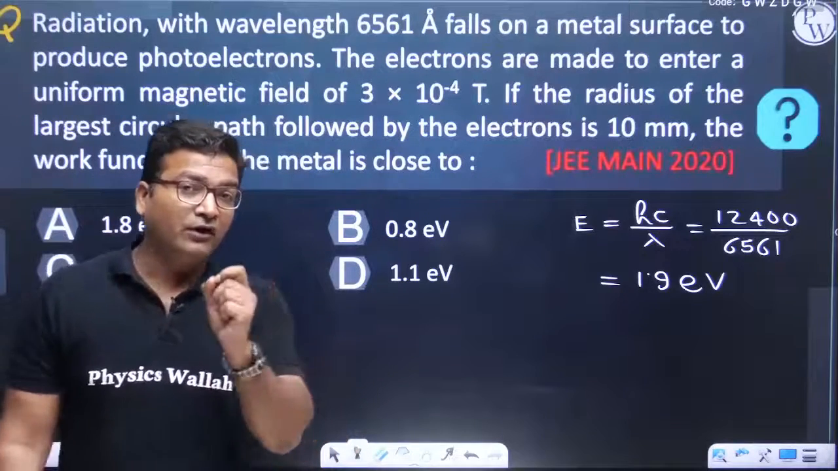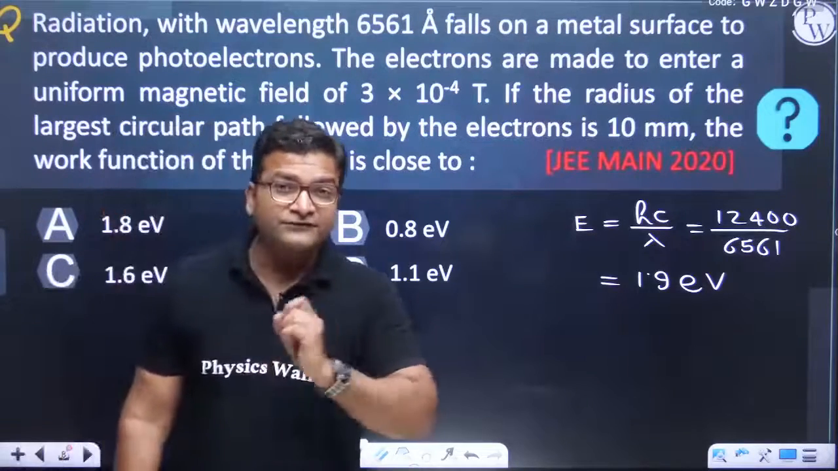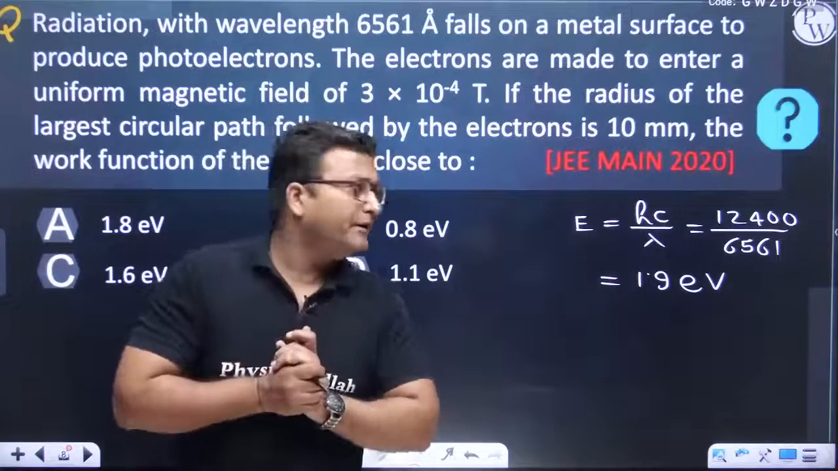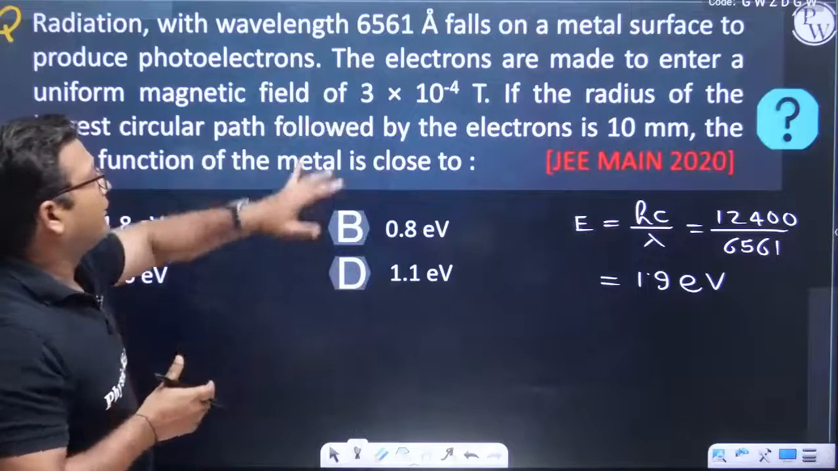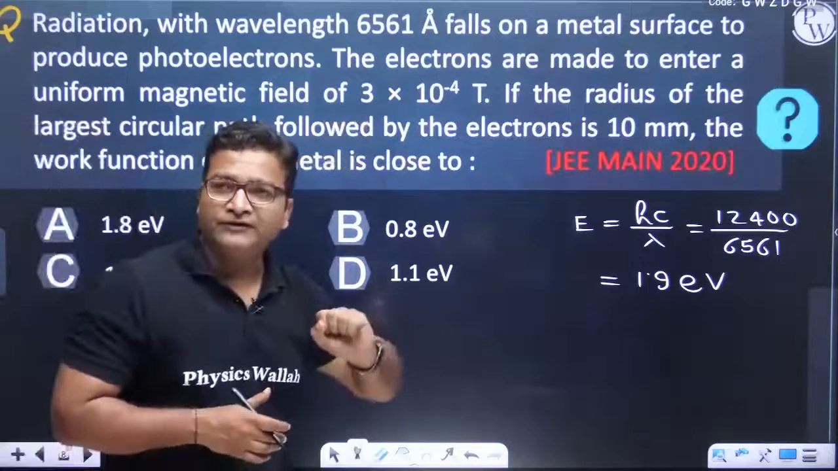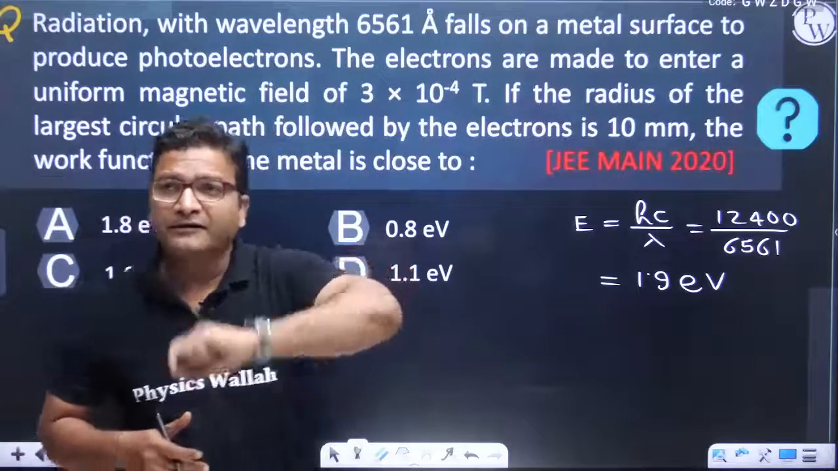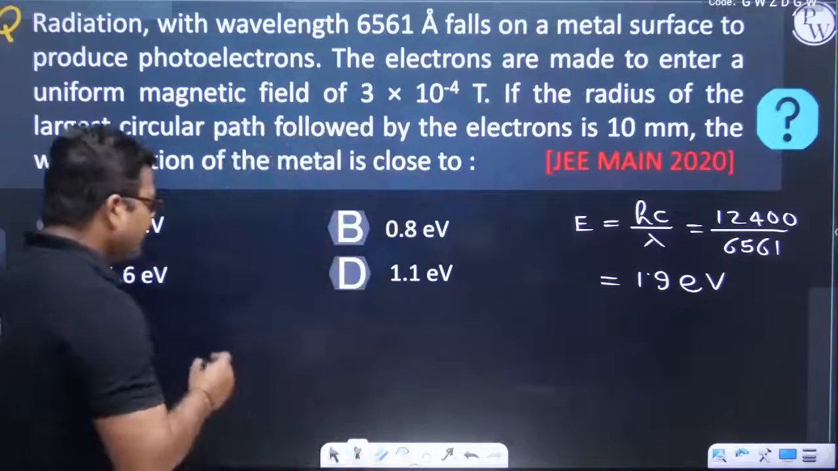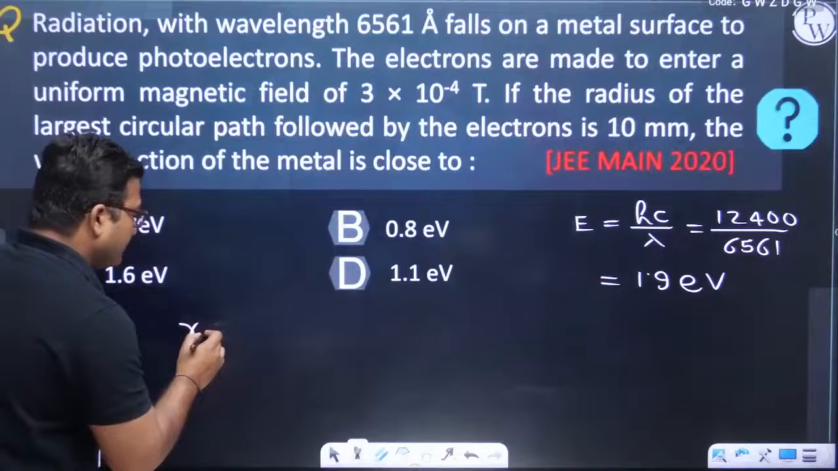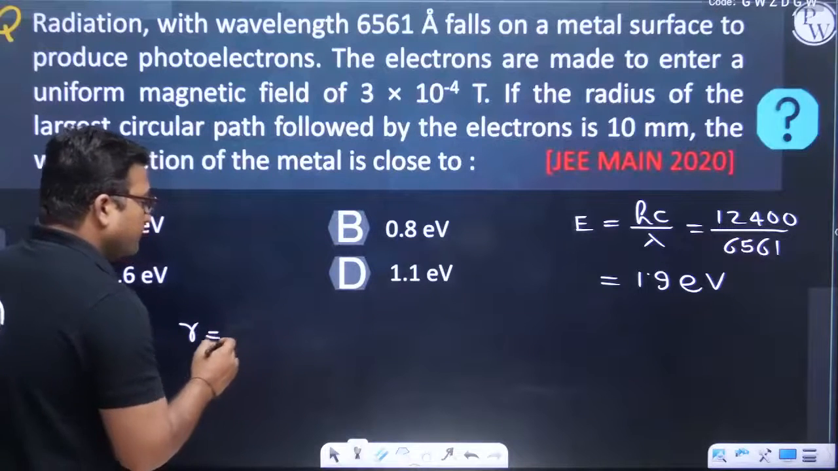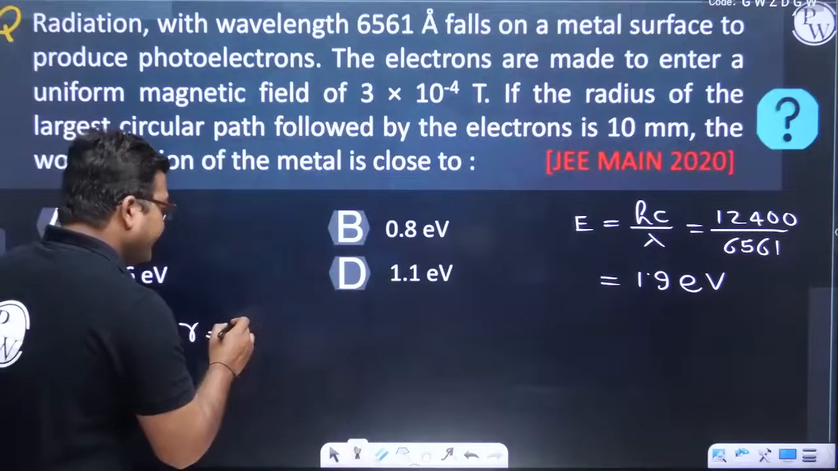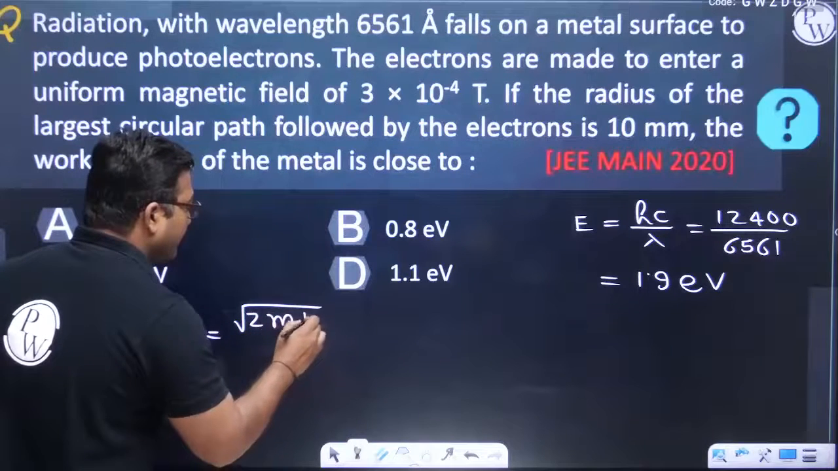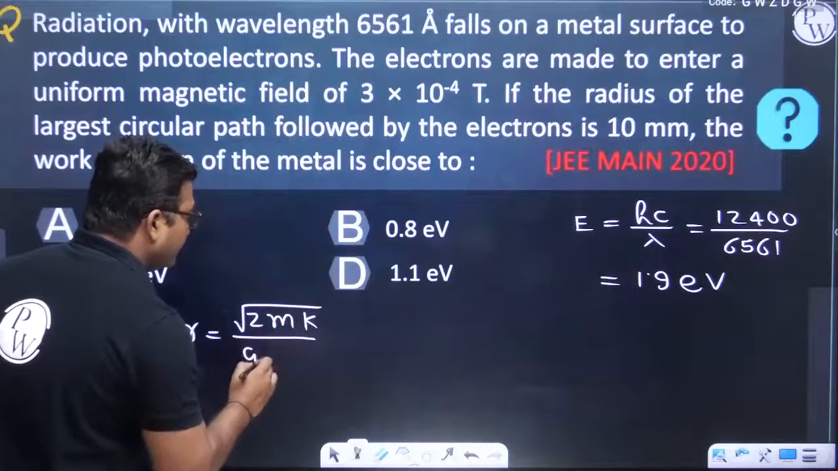Those photoelectrons, not all, only the fastest photoelectron, when it enters a magnetic field of 3 times 10 to the power minus 4 Tesla, makes a circle of radius 10 millimeter. As we know, the radius for the electron would be momentum by qB, or momentum can be written as square root of 2mK, by qB.